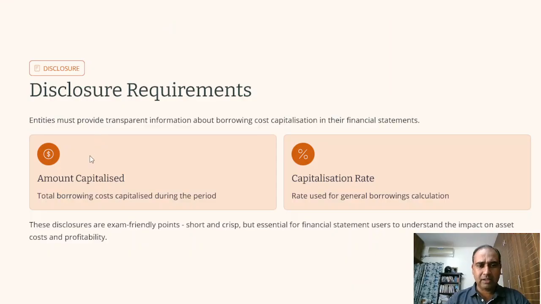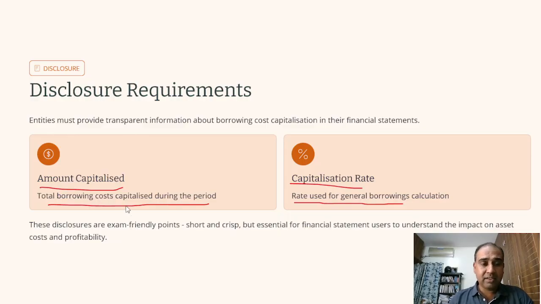Disclosure requirement is simple. What is the amount that is capitalized for borrowing cost? What is the total borrowing cost capitalized during the period? What is the capitalization rate? What is the rate used for general borrowing calculation? Disclosures, if this question comes in the exam, it should be an easy pick for you. You should be in a position to answer it very clearly. For detailed disclosure requirements, you can refer to the standard also, guys.